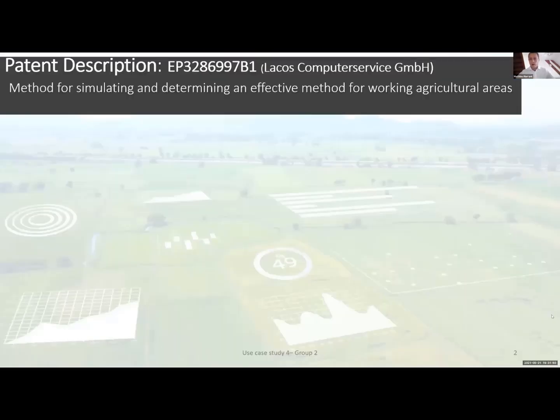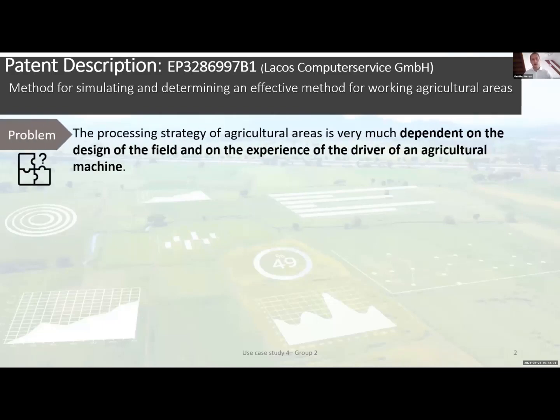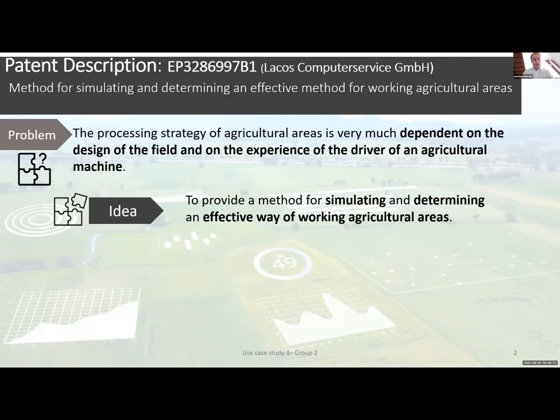So now I will present our patent. The problem: processing strategy of agricultural areas is very much dependent on the design of the field and also the experience of the driver of the tractor. It is a very simple, easy to understand problem, but the idea behind it is to provide a method for simulating and determining an effective way of working an agricultural area. So we solve this problem with a simulation and data.